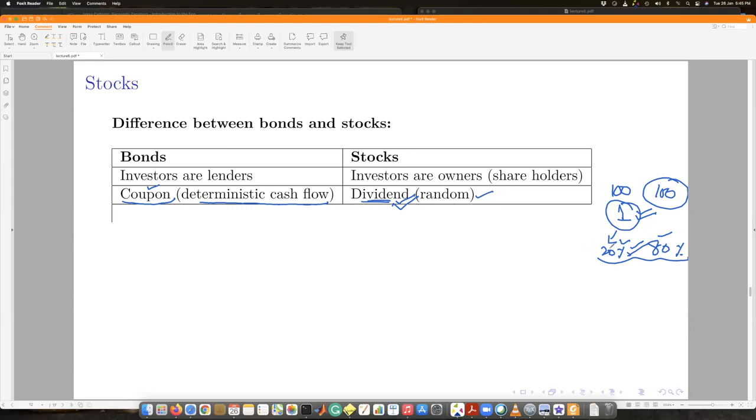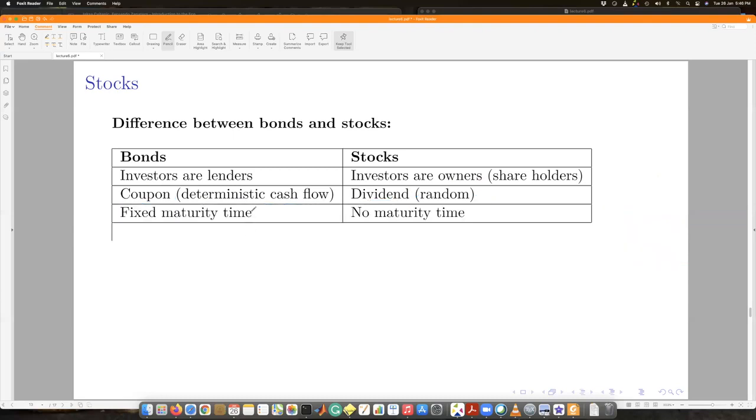Sometimes they may not give any dividend, and all the money they may reinvest into the business, or sometimes the company performance is so bad that it gives a loss in a quarter or so, then you don't get any dividend. In the case of bonds, we have a fixed maturity time, at which we get the face value plus the last coupon payment also. Whereas in the case of stocks, we don't have maturity at all.